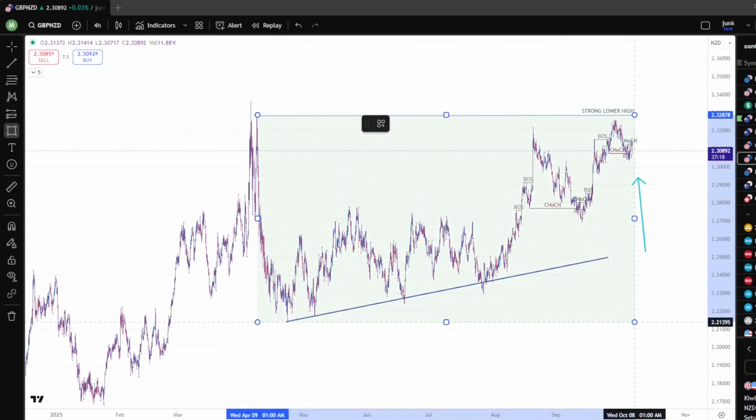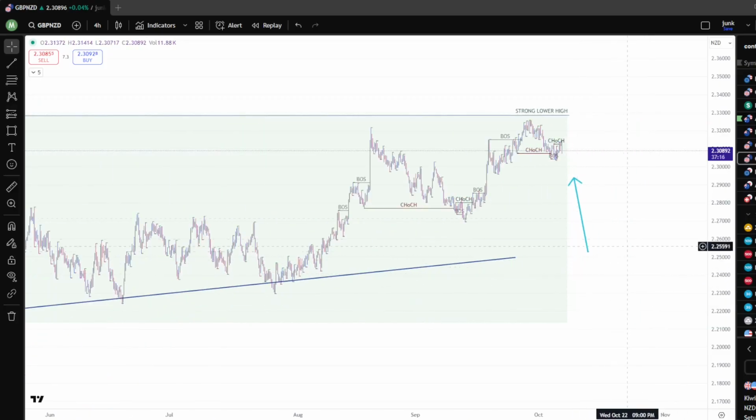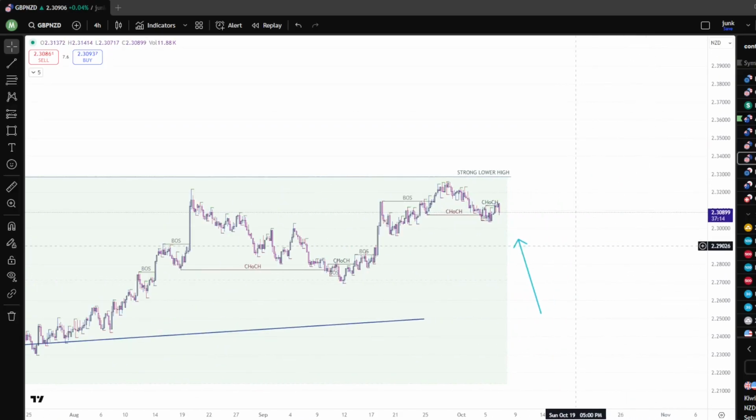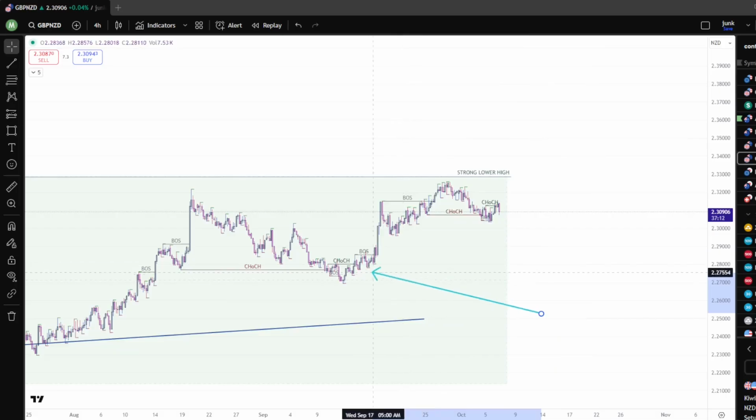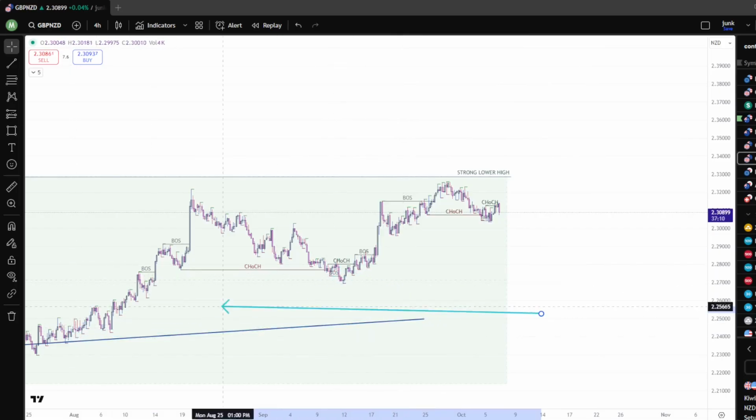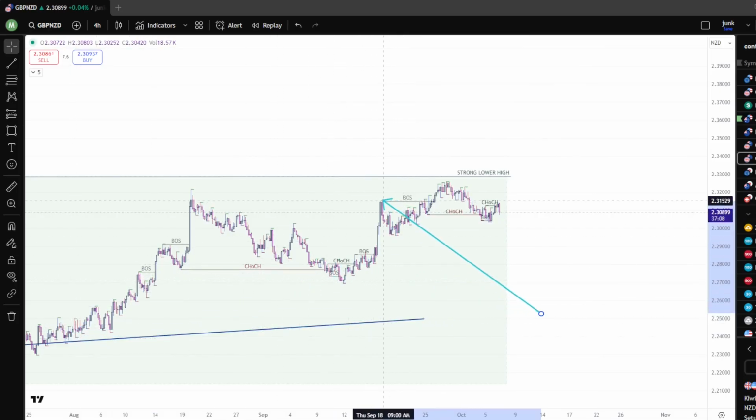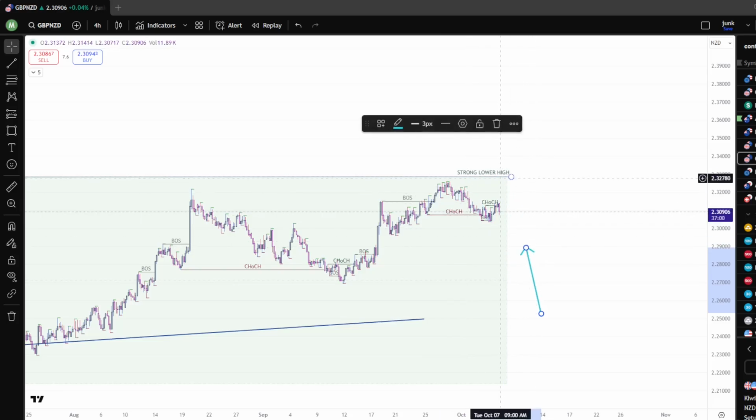GBP NZD, let's go map out the current range. It's just the overall swing structure range, not necessarily on the 4-hour chart. Like I've been saying, after these buyers stepped back in, this did form this higher low from these lows. Of course, it started to take out all these highs, make this another higher low. It started to target the lower high of this overall structure.